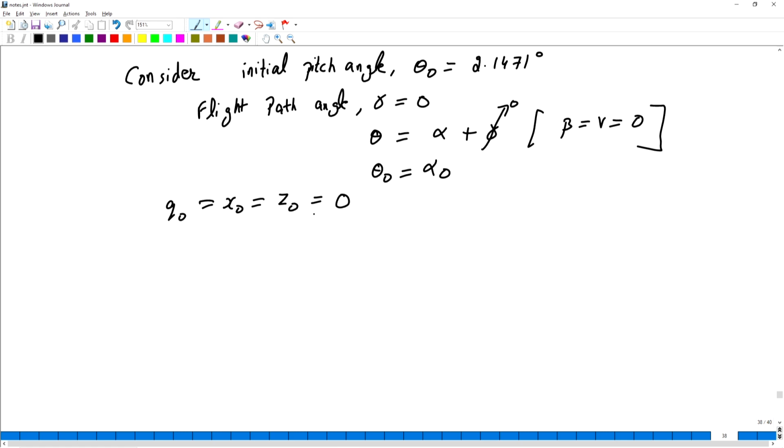We had written equations, right? U dot, W dot, Q dot, theta dot, X E dot, Z E dot. So we need to assume a few initial conditions, so I'm assuming this to be 0. Now more or less we are ready with all the parameters required to run the simulation. Let us switch to MATLAB.